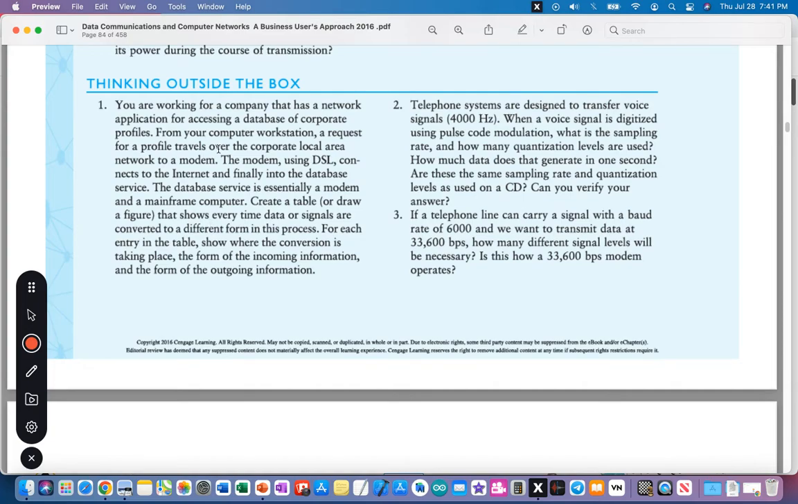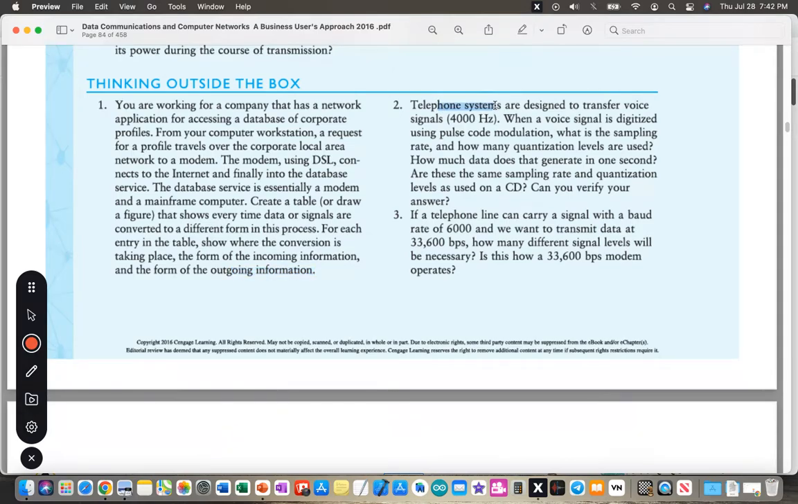Thinking outside the box. You are working for a company that has a network application for accessing a database of corporate profiles. From your computer workstation, a request for a profile travels over the corporate local area network to a modem. The modem uses DSL, connects to the internet, and finally to the database. The database service is essentially a modem and mainframe computer. Create a table or draw a figure that shows every time data or signals are converted to a different form in this process. For each entry in the table, show where the conversion is taking place, the form of incoming information and the form of outgoing information. Show the conversion. All right. That's thinking outside the box.